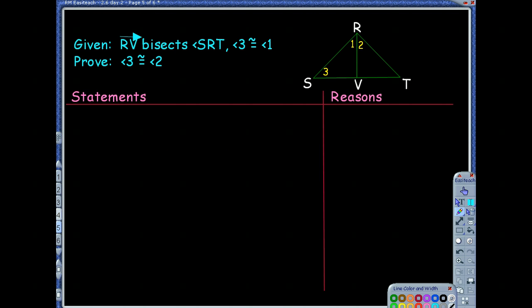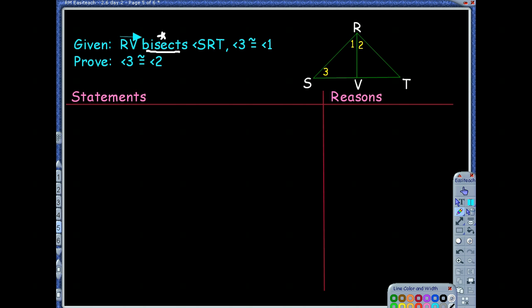All right. Another example. It says ray RV bisects angle RST. SRT. Yes, SRT. Sorry. Bisects, I'm going to underline that word because that's probably an important word for us to understand. We'll elaborate on that in just a minute.